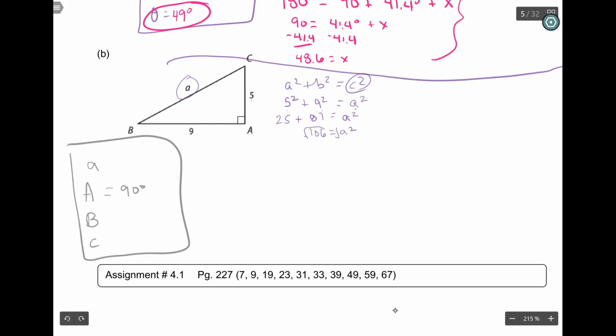Square root both sides. Plug that into your calculator. We get 10.3. So technically it's 10.29. Round up to nearest tenth. And we get 10.3 is equal to our hypotenuse, which is a. So 10.3. Cool. Let me write that in. So we have 10.3. Alright, so let's solve for this angle first.